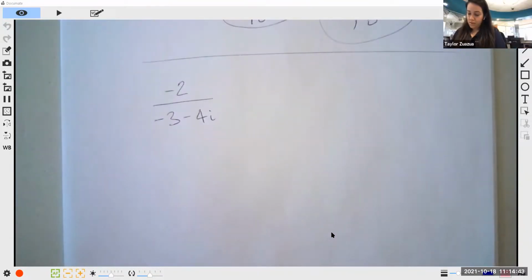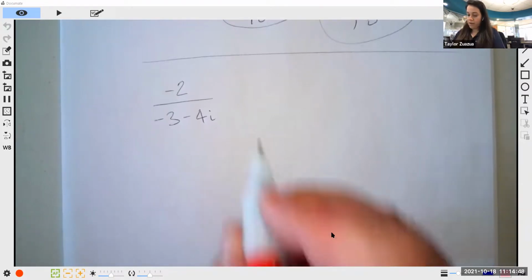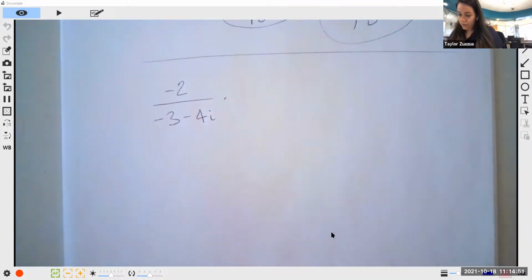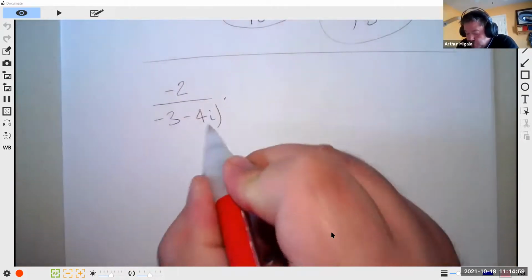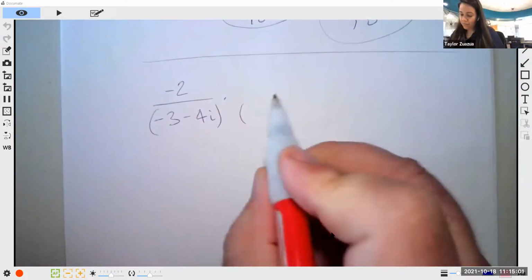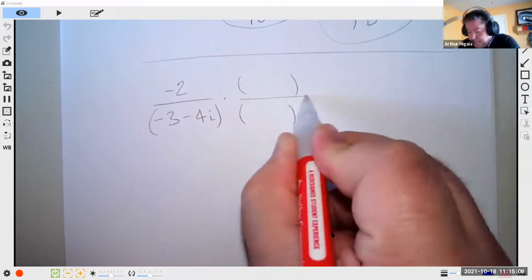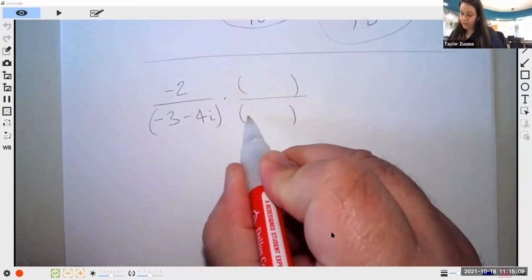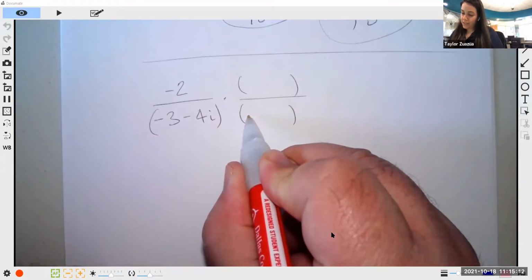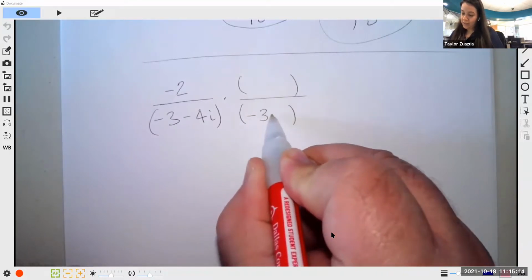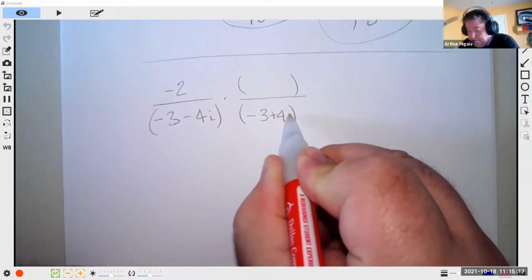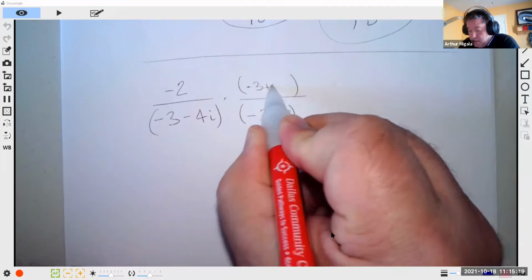-2 over -3 minus 4i. All right, so we change the sign in front of the i. Is that correct? Okay, so that's a +4. So what do I multiply by? Would that be -3 plus 4i? Yep, on top and bottom.